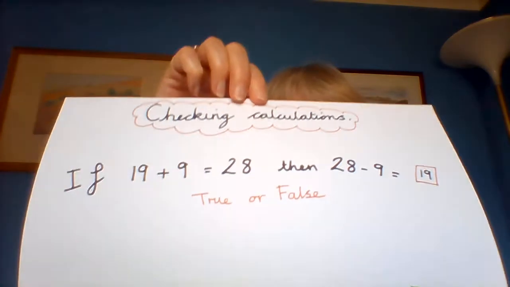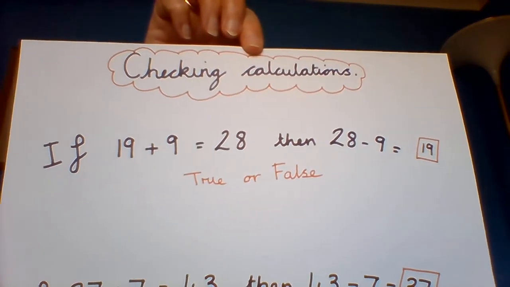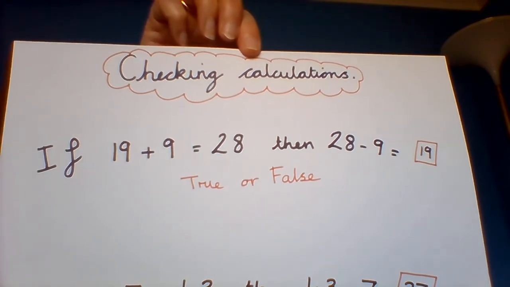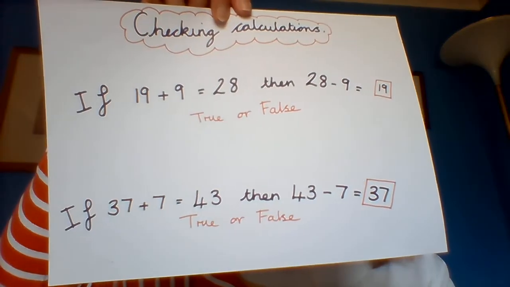So, if we look at these calculations, are you sure that those calculations are correct? Does 19 add 9 equal 28? And if that's true, then 28 subtract 9 will equal 19 because it's the inverse.